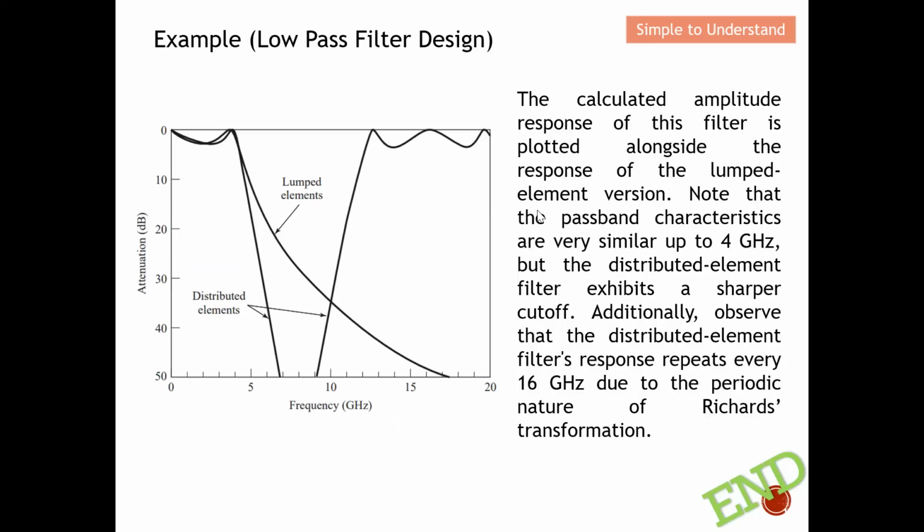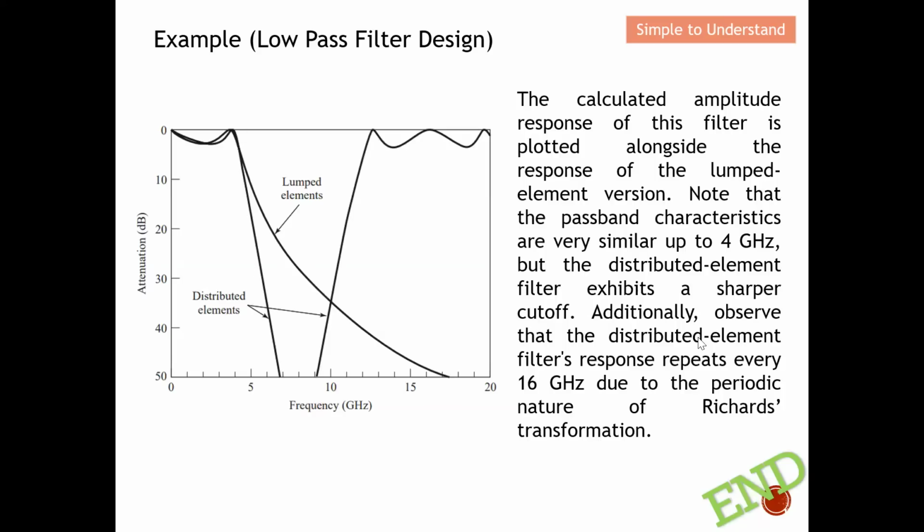Okay, note that the passband characteristics are very similar up to 4 gigahertz. So from here you can see that they are very similar up to 4 gigahertz. So whether you implement by distributed or by lump element, they have the same characteristics on the passband up to 4 gigahertz. Okay, but the distributed element filter exhibits a sharper cutoff. You can see that this distributed element has a so-called higher Q compared to the lump element because it has a steeper skirt, as you can see from here. Okay, so basically this is what it means.